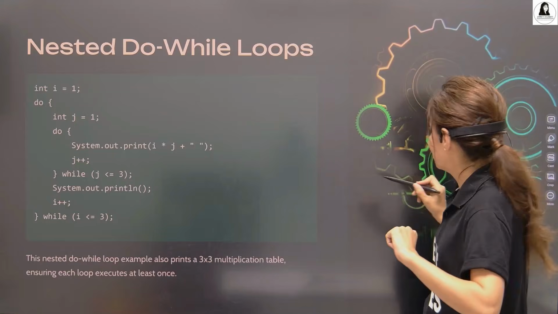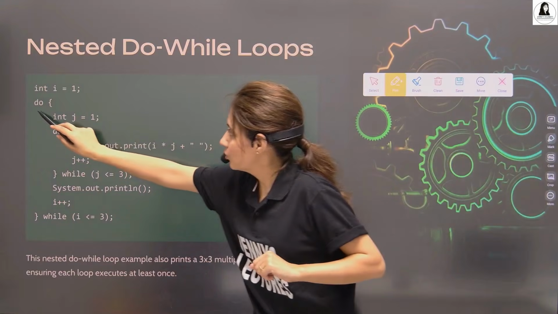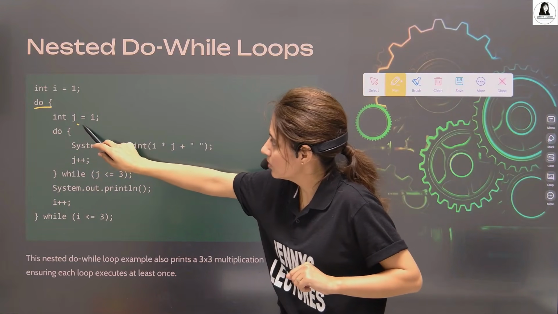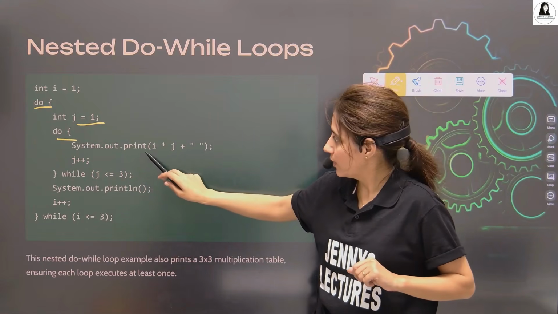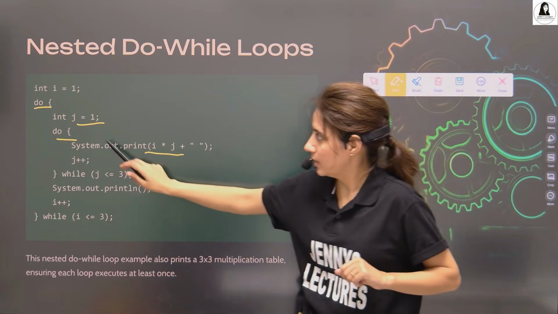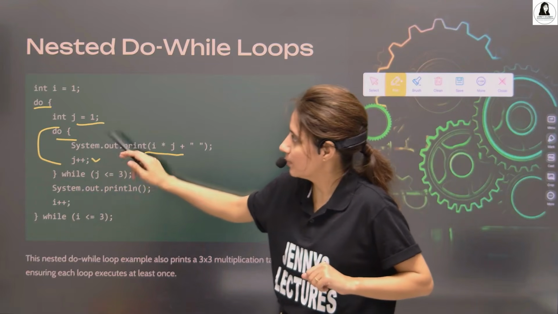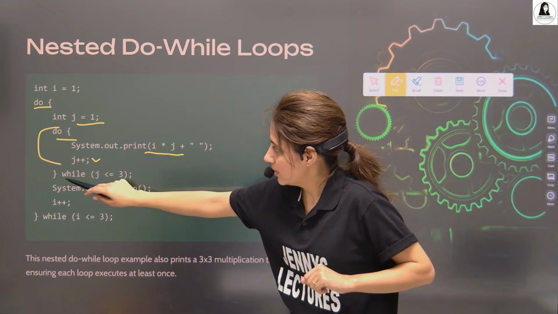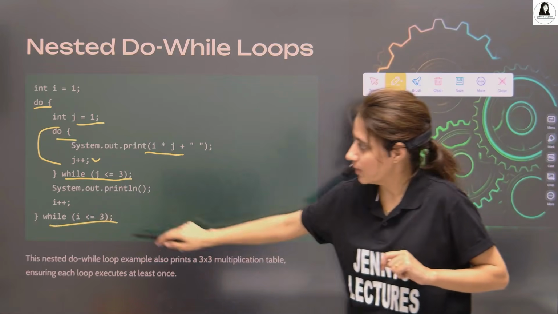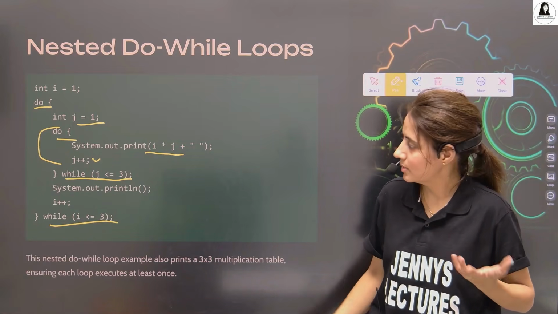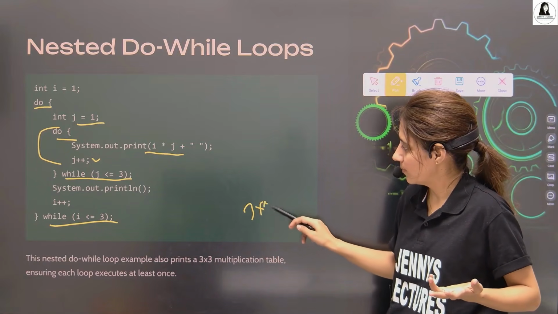So there is one do loop, sorry, do while loop, not do loop. Do is simply a keyword. So this is the outer do while loop. Within this, I am initializing j equal to 1. This is the inner do while loop and we are simply printing i into j. Within this inner loop, simply do j plus plus, and this is the inner loop condition, j less than or equal to 3. Then this is the outer loop condition, i less than or equal to 3. Same thing, it will print the 3 into 3 table.